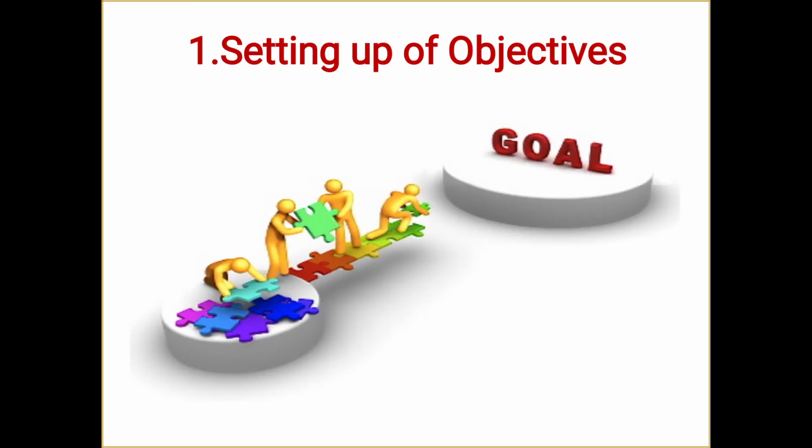The first step in planning process is setting objectives. This is the primary step in the planning process which specifies the objectives of organization, that is what an organization wants to achieve. The planning process begins with the setting of objectives. What are objectives?